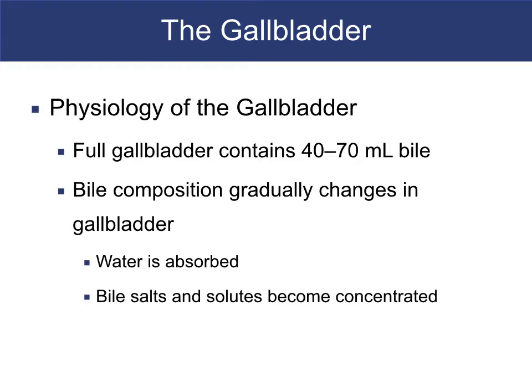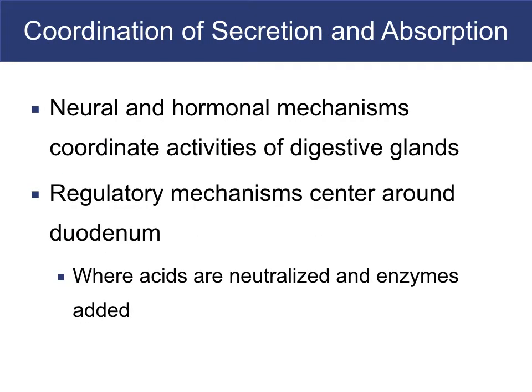The physiology of the gallbladder. If the gallbladder is really full, it can contain up to 70 cc's of bile. So it'll get about that big and hold close to 100 cc's. The water gets absorbed out of the bile. That's why it gets so much thicker. And as it becomes concentrated enough, it can crystallize and form stones. Okay.